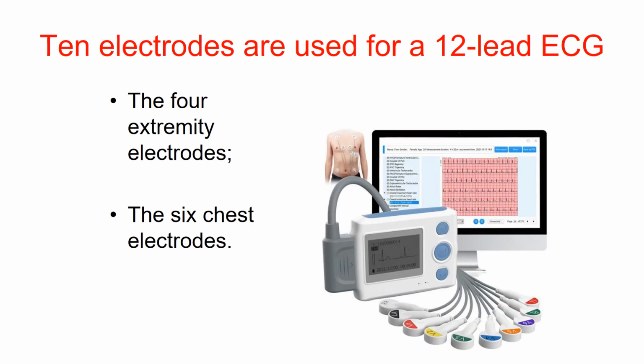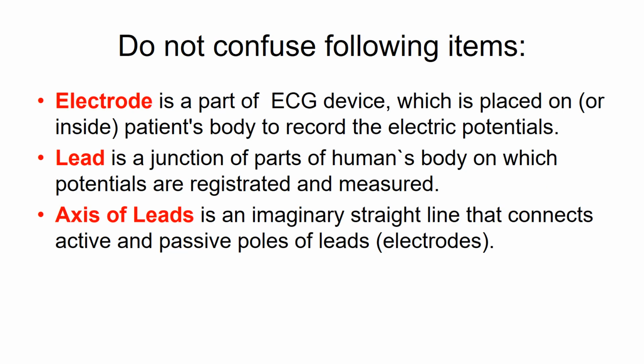10 electrodes are used for a 12-lead ECG. The 4 extremity electrodes. The 6 chest electrodes. Do not confuse the following items. Electrode is a part of the ECG device, which is placed on, or inside, the patient's body to record the electric potentials. Lead is a junction of parts of the human body on which potentials are registered and measured. Axis of leads is an imaginary straight line that connects the active and passive poles of leads, electrodes.